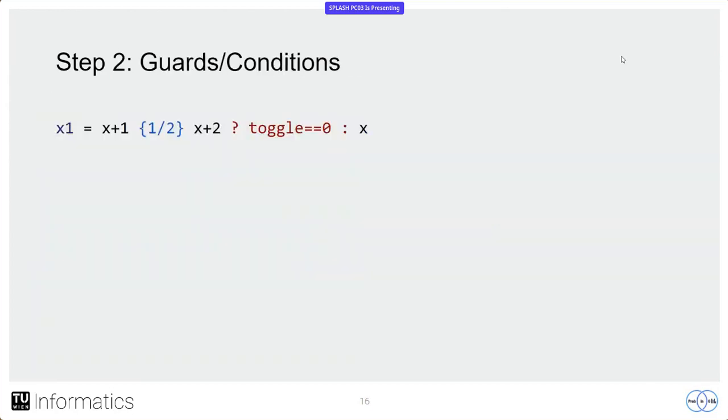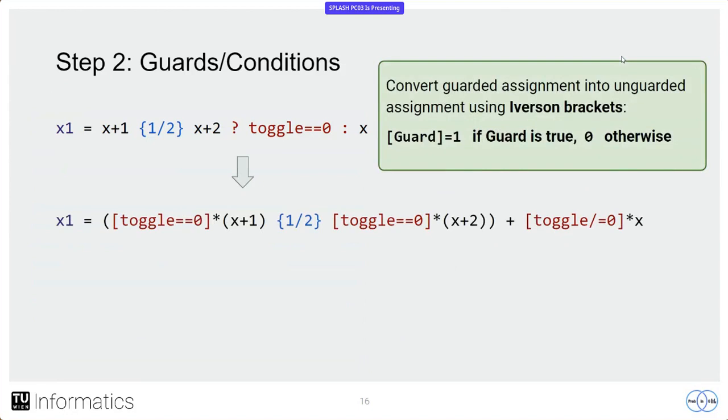Yeah. So you might say, okay, there were if statements before. Now we have guarded assignments. Did we do anything or just push the problem around? That's a very fair point because the guards need some more special care. And what we do is, first, we convert a guarded assignment into an unguarded assignment using Iverson brackets.